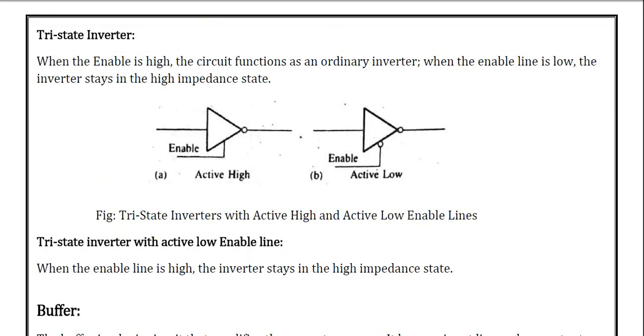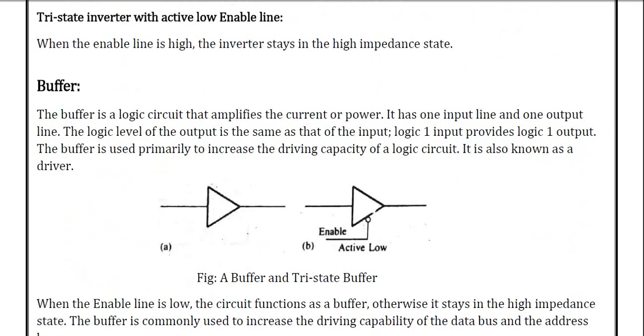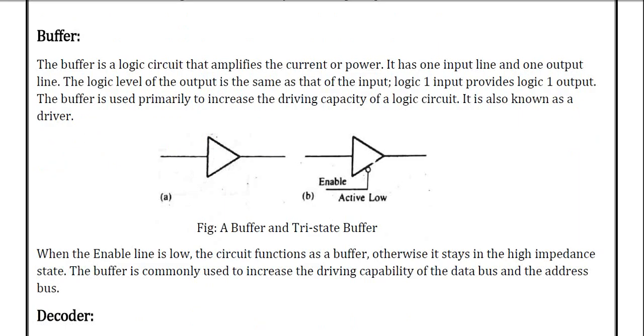This tri-state inverter is known as a flip-flop because it generates the same value again and again. It is known as an inverter because if you put 0 here you will get output 1, and if you put 1 in the input section you will get output 0. Now the buffer section. A buffer is a logic circuit to amplify the current or the power. It has one input line and one output line. By this diagram you can easily understand buffers.